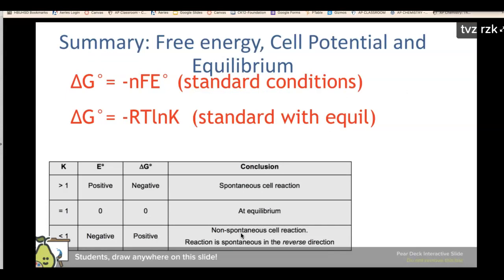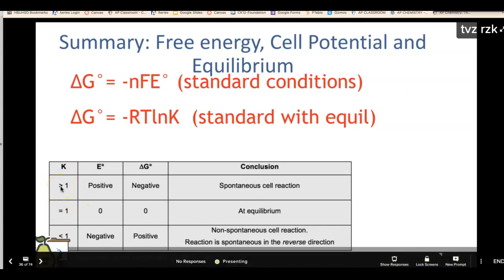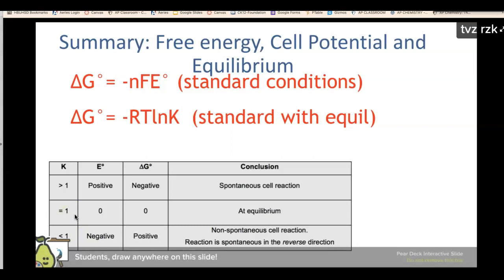Okay, so again to reiterate, if K is really, really big, the reaction favors the product, so the reaction's happening. That also produces a voltage because the reaction releases energy to give us a voltage. When K equals 1, the reaction is at equilibrium, which means it will not produce a voltage. So no energy is leaving, but no energy is being added either. So reactions at equilibrium are not able to produce a voltage. Now, if K is smaller than 1, the reaction favors the reactants.